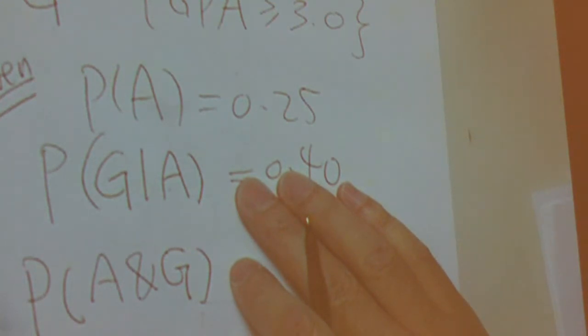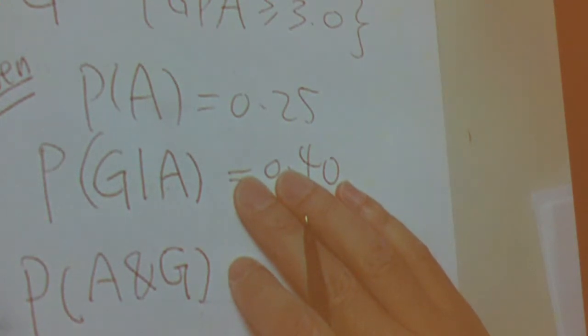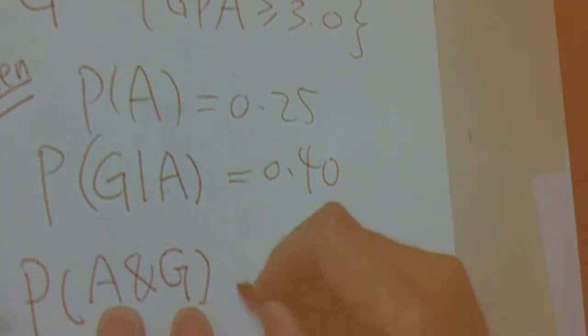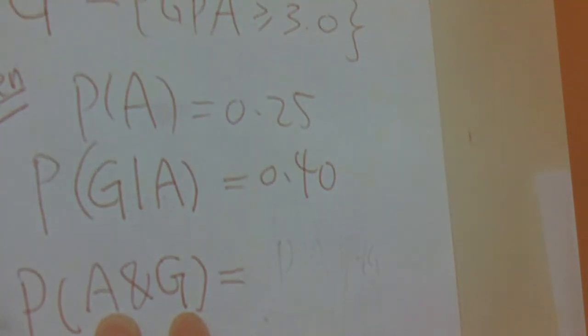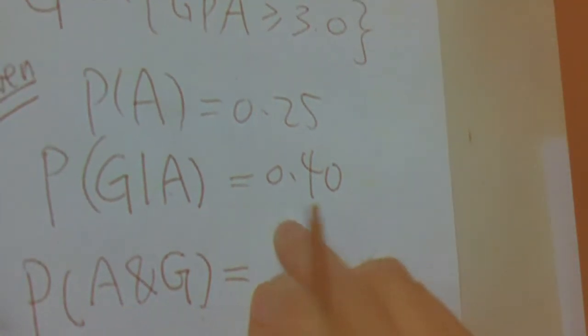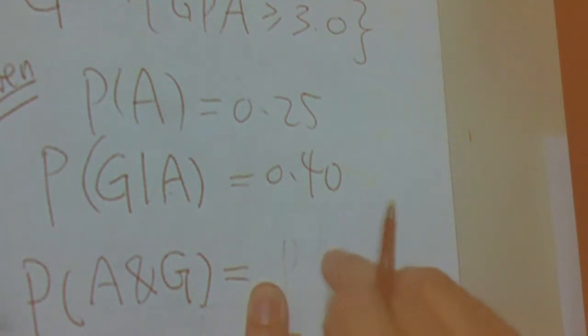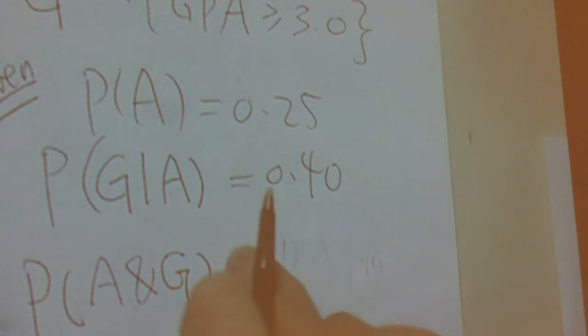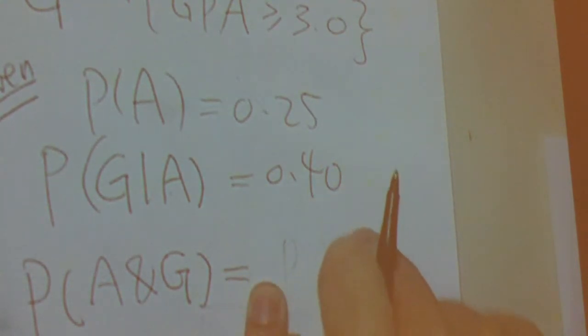Because if the guy studies a lot harder than the others, like more than 3 hours per day, then they have a better chance of getting GPA of 3.0 or better. So they're not independent. You're right. So here you cannot use P of A times P of G. You have to use our general formula. The general formula is P of A times P of G given A. So it's going to be a marginal probability times a conditional probability.